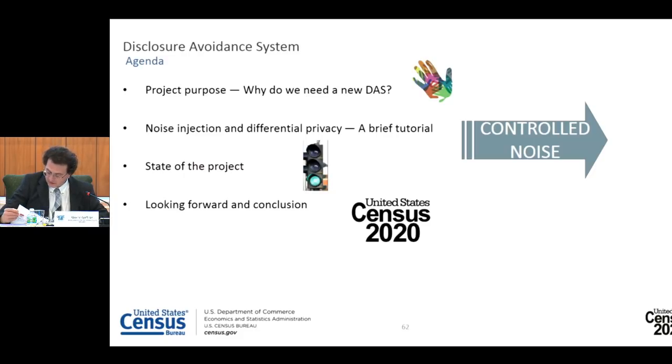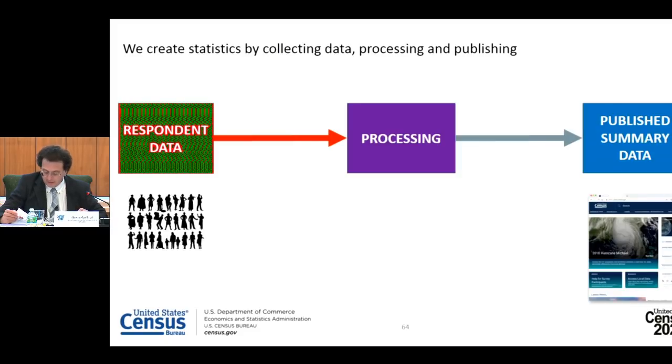Okay, so we're on slide 64, which has an overly simplified diagram of how we make statistics for the 2020 census. So we will collect data from the residents of the United States, and we will process it, and we will then publish it on the census website. The individual, household, and group quarters data that we collect is confidential, protected by law. And the summary data that we publish is public.